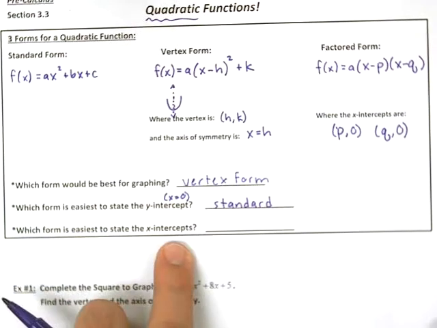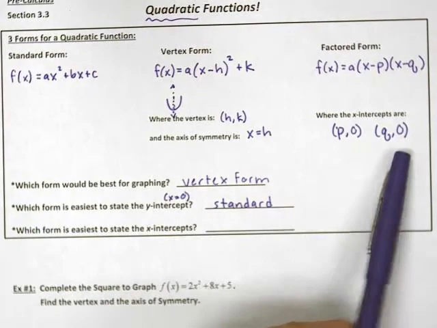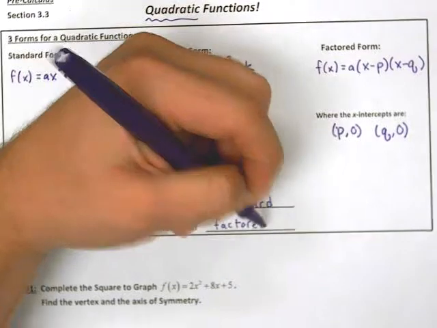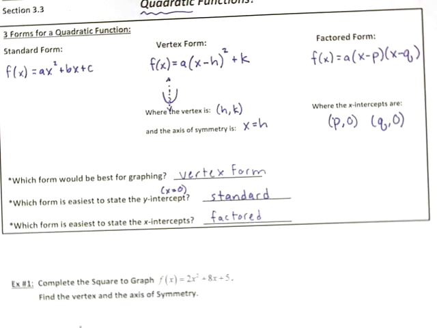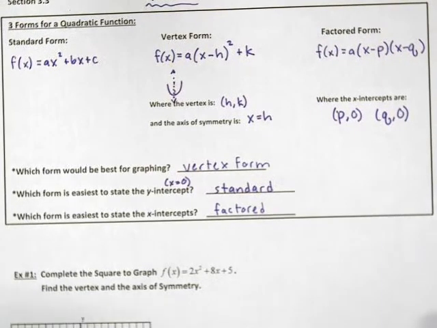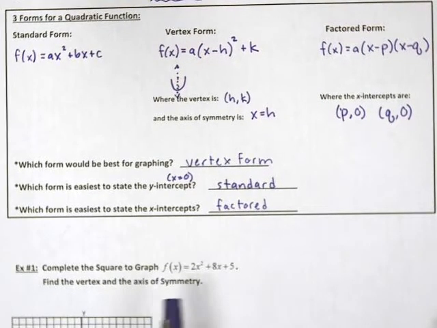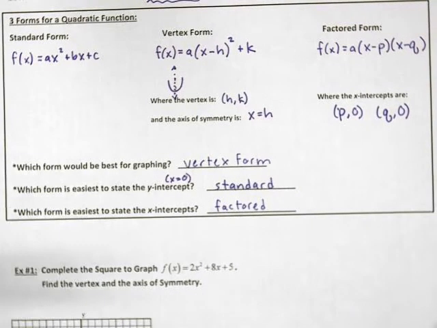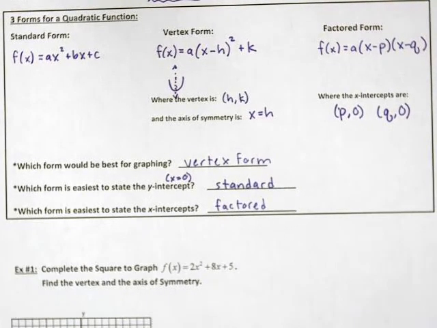Lastly, which form is easiest to state the x-intercepts? Well, we already know that. Factored form. So a lot of this video, at least the next couple of problems that we're going to practice, are how to turn or how to change from standard form to vertex form. Because again, we want to be able to graph.